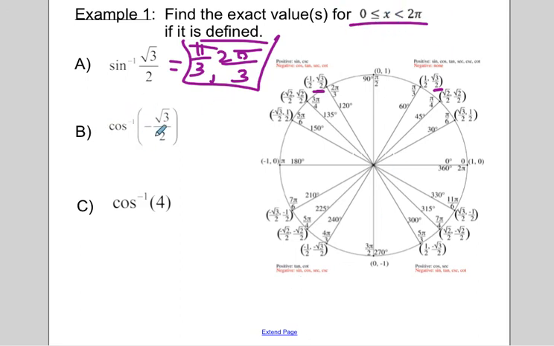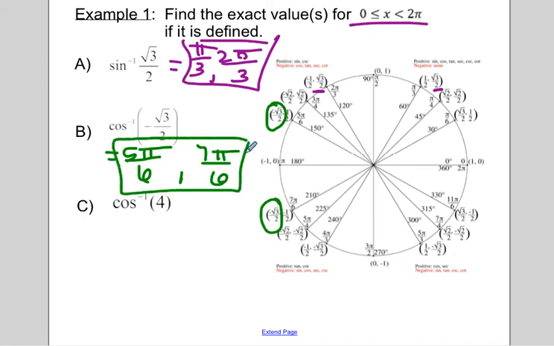Here I have cosine inverse of negative square root of 3 over 2. So cosine is my x value, so I'm looking for an x value of negative square root of 3 over 2. Right here is one, and right here is one. So my answer is 5 pi over 6 and 7 pi over 6. So those are my answers for cosine inverse of negative square root of 3 over 2.